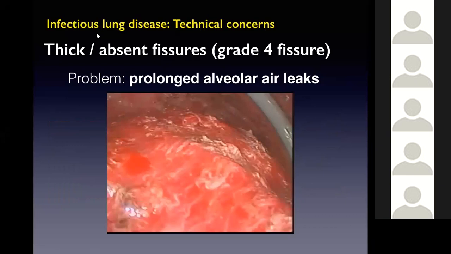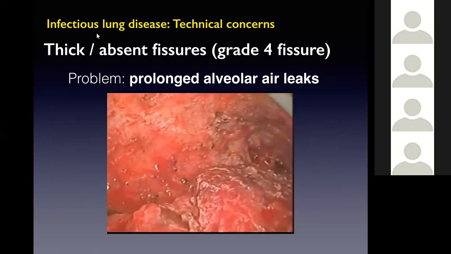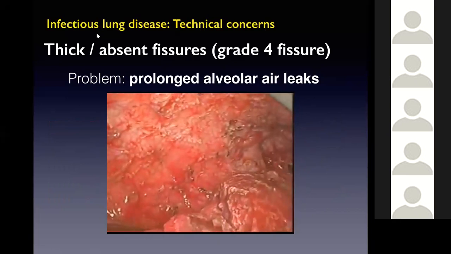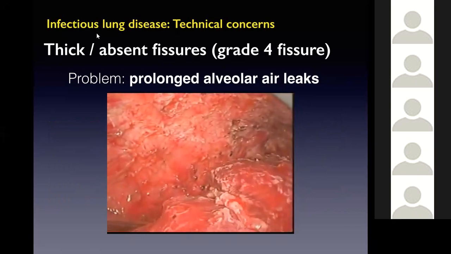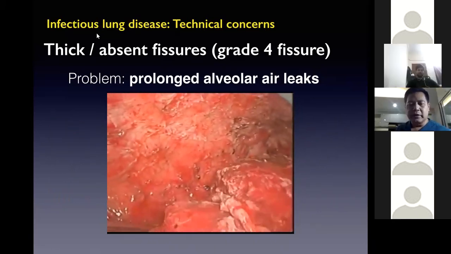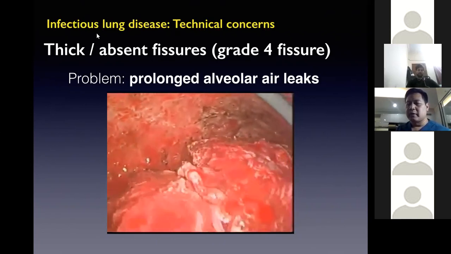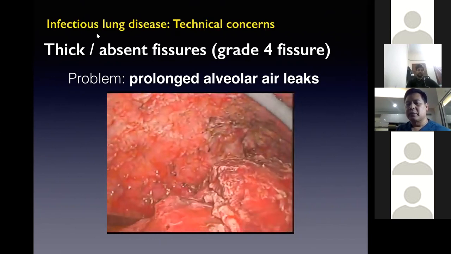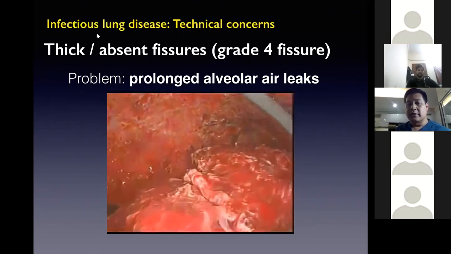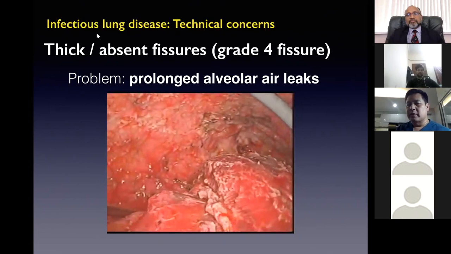So another problem is that thick absent grade 4 fissure. So again, this is an example of that case. You don't see a fissure. This is an upper lobe, and you don't see a fissure there. So we usually do the tunneling technique. And we use the hilar vessels as landmarks, particularly the hilar veins, to delineate where the fissure is. And we use the thickest stapler available to staple these very thick fissures.